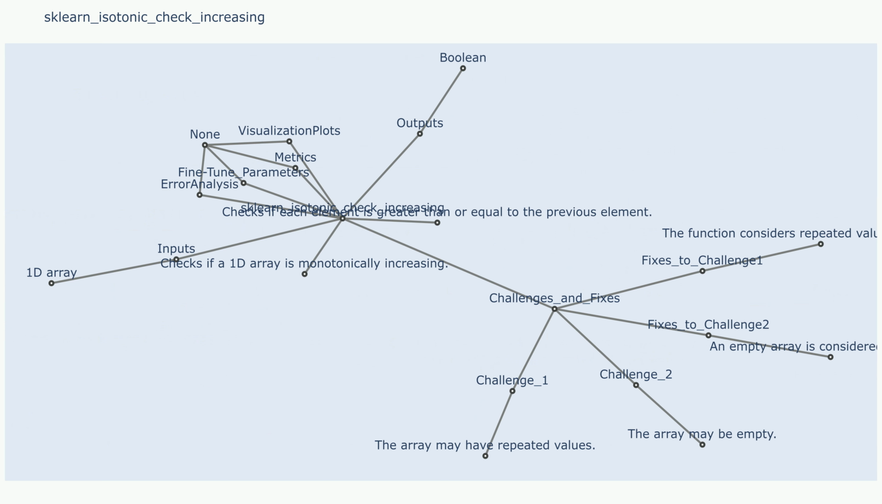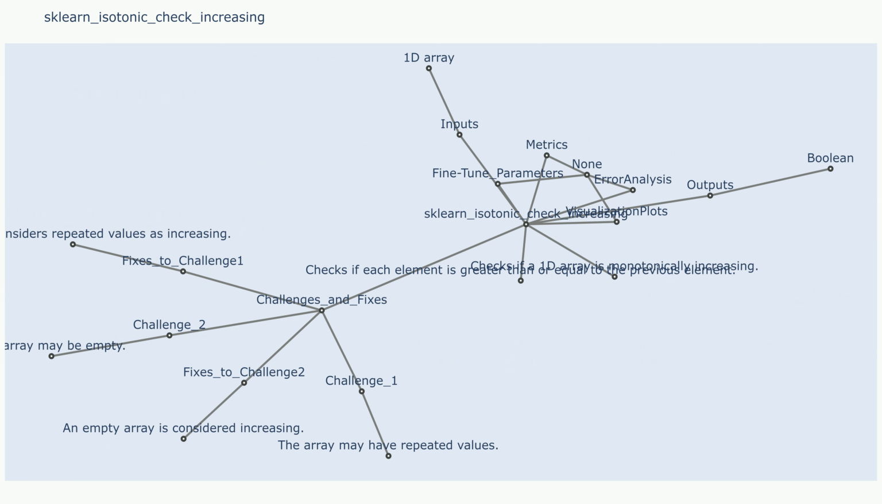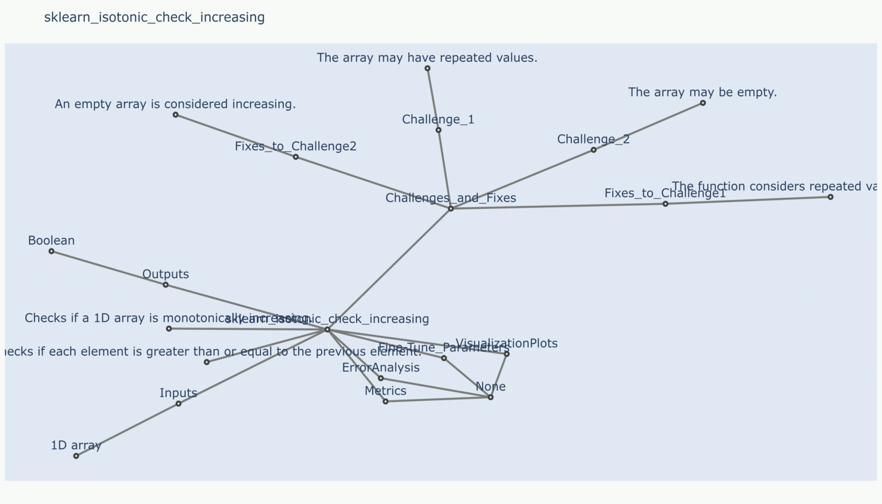Steps. Step 1: the function iterates through the input sequence y. Step 2: for each consecutive pair of values, it compares them based on the specified direction, increasing or decreasing. If the comparison fails to satisfy the monotonicity condition, e.g., a decreasing value is found in an increasing sequence, the function immediately returns false.